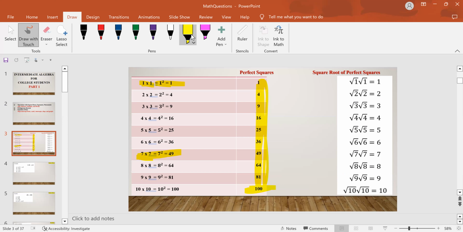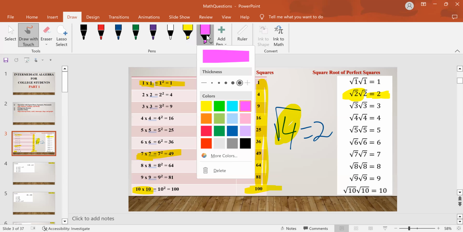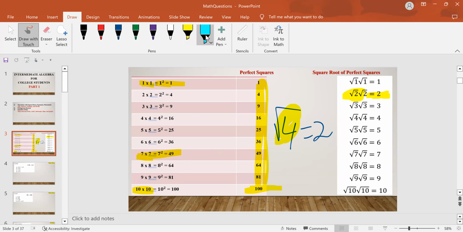100 is a perfect square because it comes from 10 multiplied by itself. We can also find the square root of a perfect square. If I want to find the square root of 4, this will be 2. Why? Because the square root of 4 is the same as the square root of 2 multiplied by the square root of 2, which is a regular 2. So the rule is that every time I want to find the square root of a perfect square, the question is this: what number multiplied by itself gives me that perfect square?